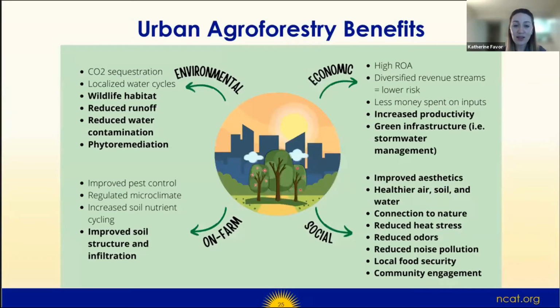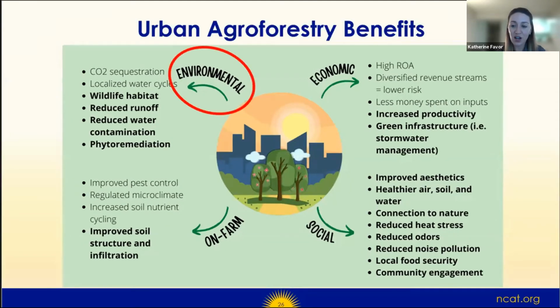So now that you've seen a little bit more about what urban agroforestry can look like, let's talk about the benefits of these kinds of systems that are specific to urban areas. And we've already talked a little bit about this. But again, there are all sorts of environmental, economic, on-farm, and social benefits to urban agroforestry. So we are going to break this down by topic. First, let's just talk about the environmental benefits.